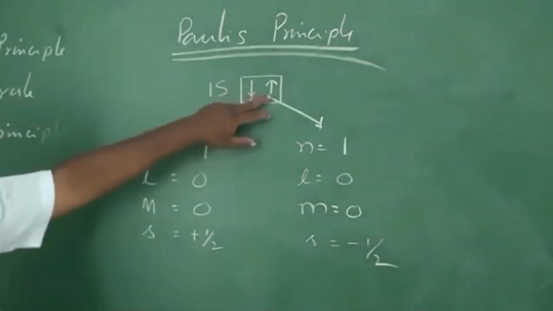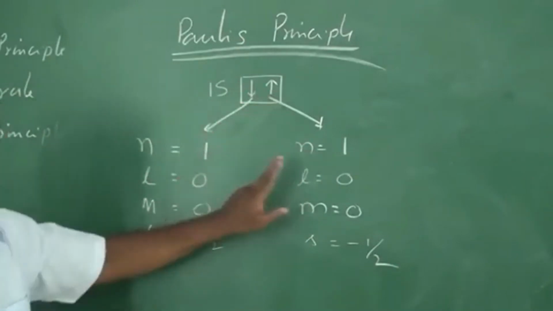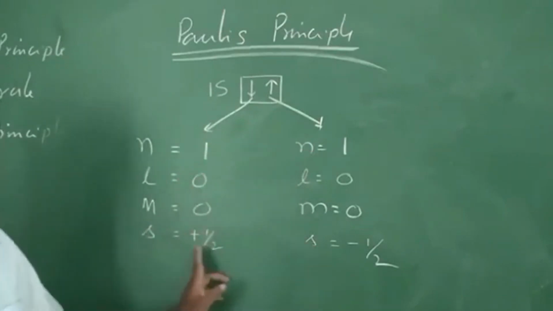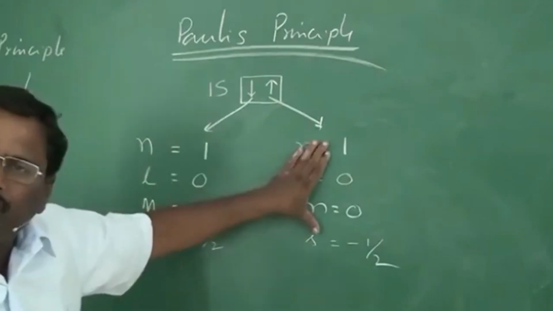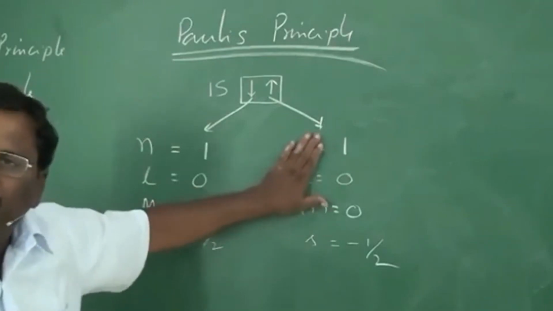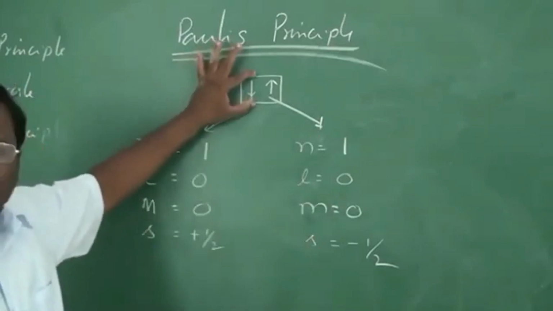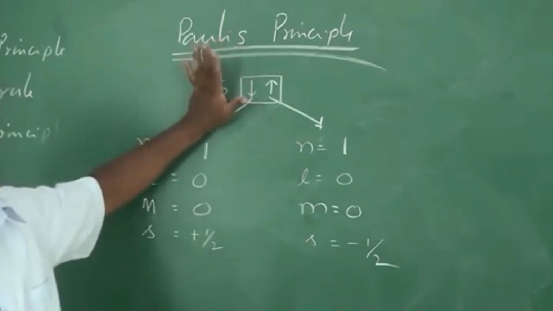For these 2 electrons, the n value is the same, the l value is the same, the m value is the same, but the spin quantum value is different. That means there is a possibility to have the same 3 quantum numbers, maximum 3 quantum numbers may be the same. Definitely the 4th one should differ. It means when 2 electrons are in one orbital, they must be in opposite spins.